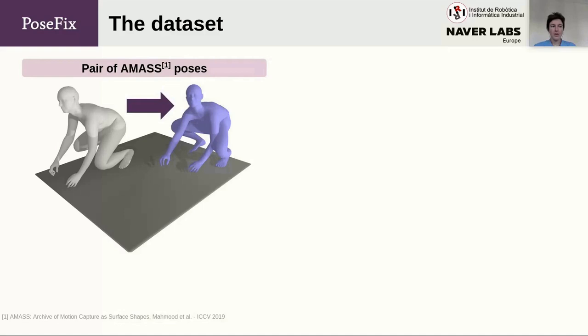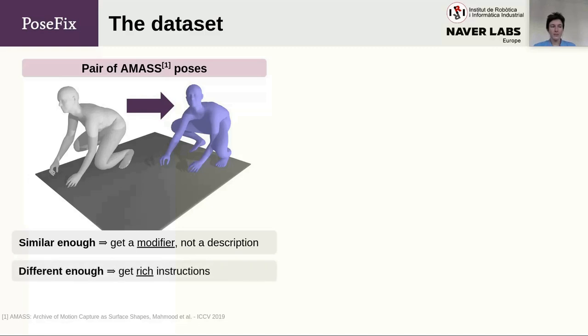It is composed of pairs of 3D human body poses, extracted from AMASS. The target poses were selected so as to form a diverse set of poses. The source poses were selected based on two criteria with regard to the target pose, so as to learn about fine-grained differences. First, the two poses had to be similar enough, so that writing about the differences would not lead to a direct description of the target pose, but to an actual modifier. Second, they had to be different enough for the text not to collapse to oversimple instructions.